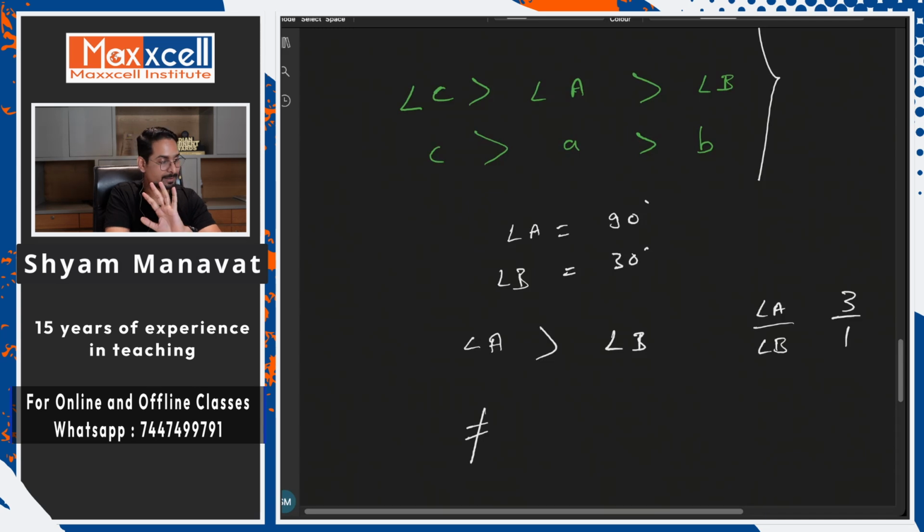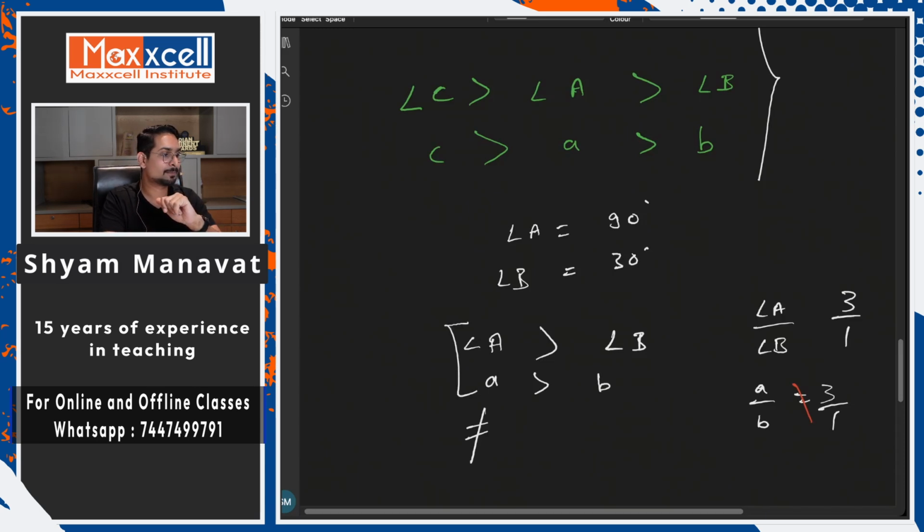In that case, it's not necessary that the sides are also in the same ratio. That's what I'm trying to say. If you have got some values of angles, and you say that angle A is greater than angle B, you can definitely say that side A is greater than side B. But you cannot say that they are in the same ratio. I hope this is making sense to you.